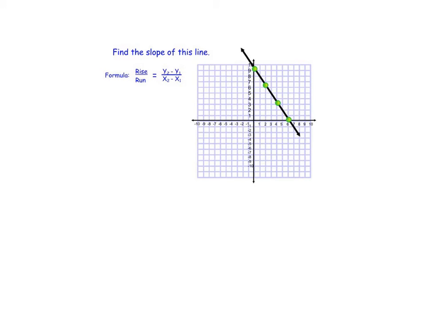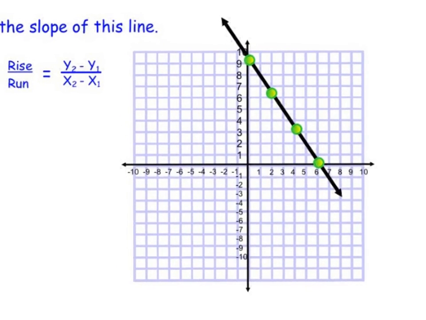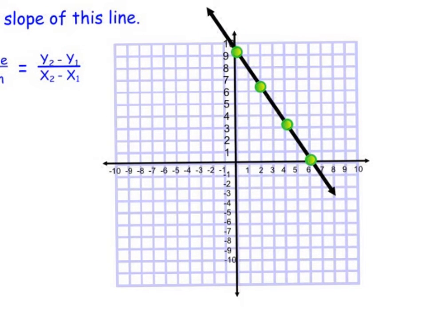So let's try finding the slope of this line. Let's simply count our rise and our run. I'm going to start here in the middle, at the bottom. I rise 1, 2, 3, and then I run backwards 2. So to show I ran backwards, I'm going to use a negative 2.